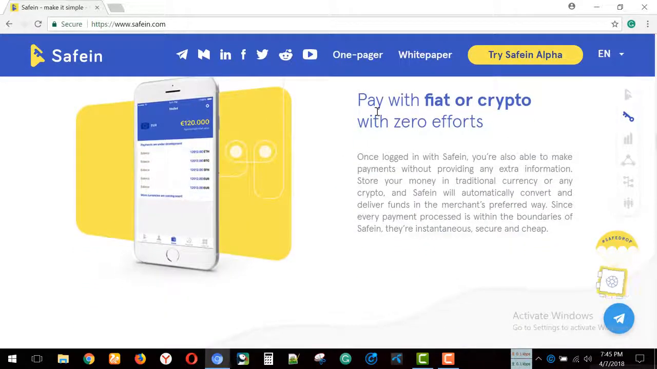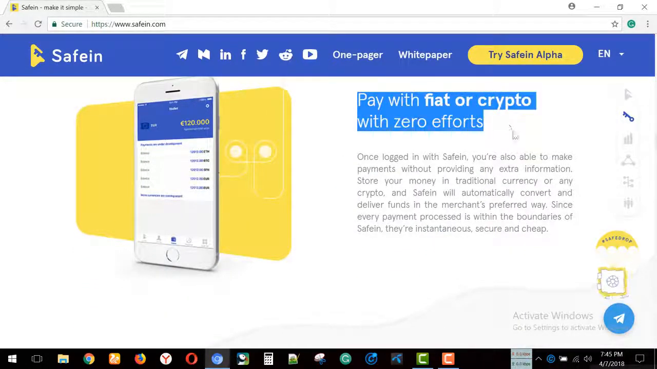And here they are talking about pay with fiat and crypto with zero effort. So viewers, I would like to tell you one more thing. So far there is no payment service provider organization accepting both of these currencies. Actually, Safin is going to be one which will accept or process payment with either fiat or crypto, or both. You will have this provision here.